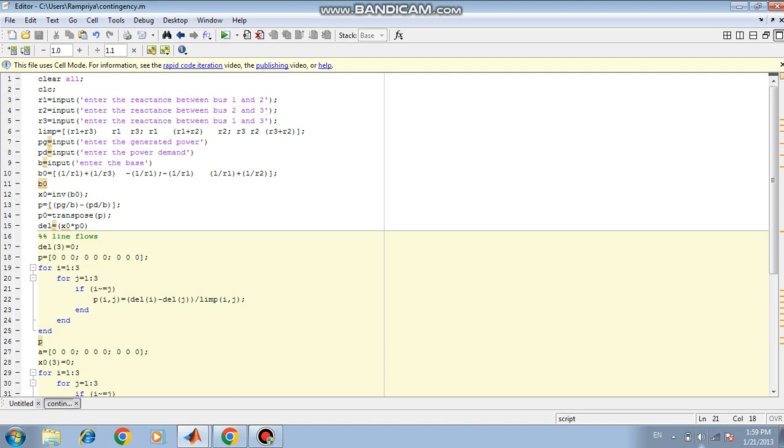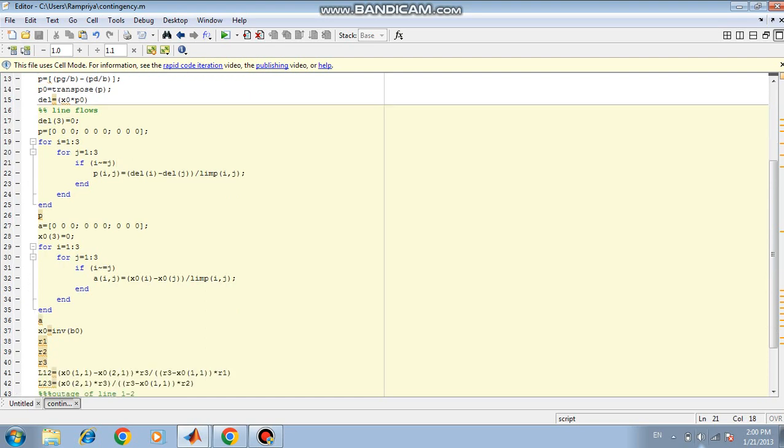Then I have calculated the power Pij. I have used a for loop for i equal to 1 to 3 and j equal to 1 to 3. If i is not equal to j, P of i comma j is del of i minus del of j divided by the overall impedance. Then I have found the power. From the power I can calculate the generation shift factor, that is, how much each generation needs to shift to reduce the fault. So Aij you calculate as X0 of i minus X0 of j divided by the impedance.